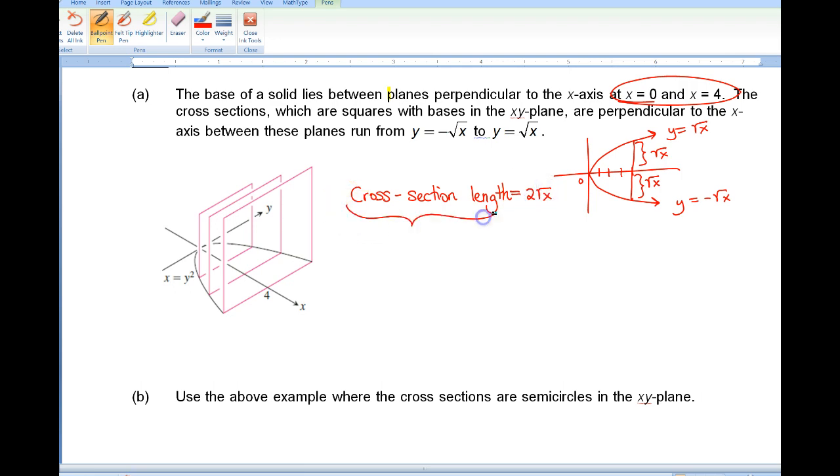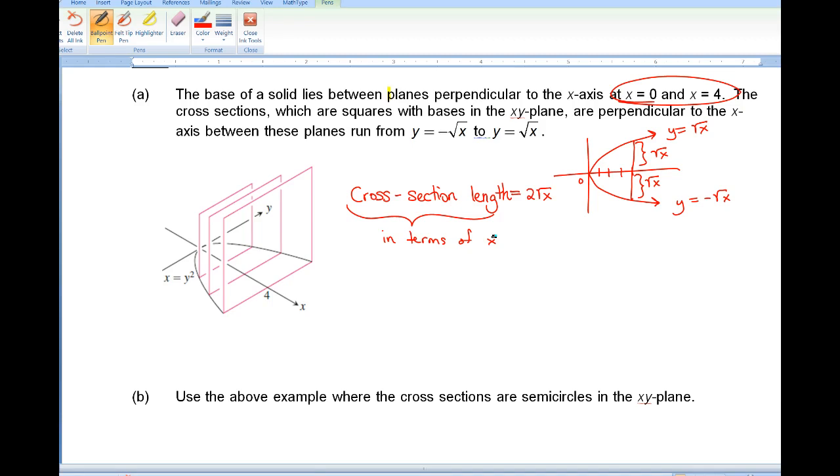Guys, cross-section length has to be in terms of x. It can't be an actual number. It can't be 8 or 6 or anything like that. If I were to measure the distance, it's going to be whatever the square root of x is here. That's what the curve is representing. And the distance from here to here is square root of x. So all the way across is 2 root x.